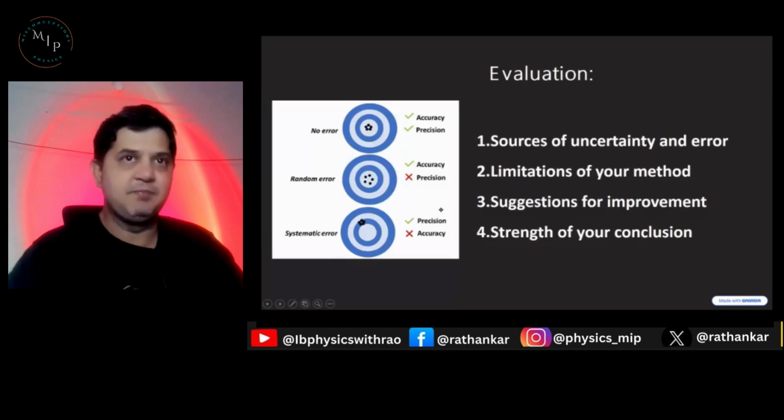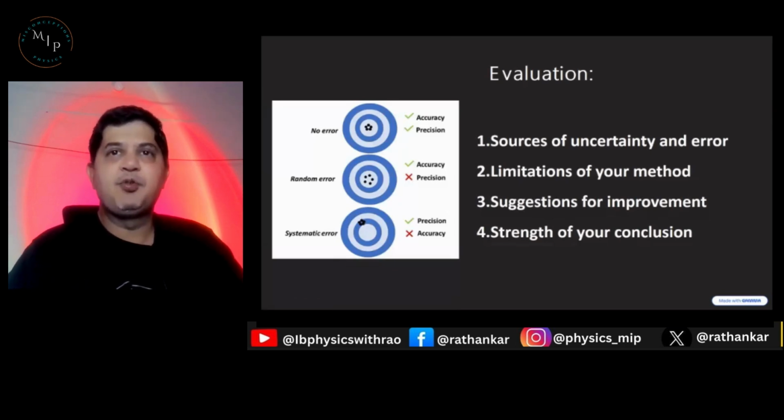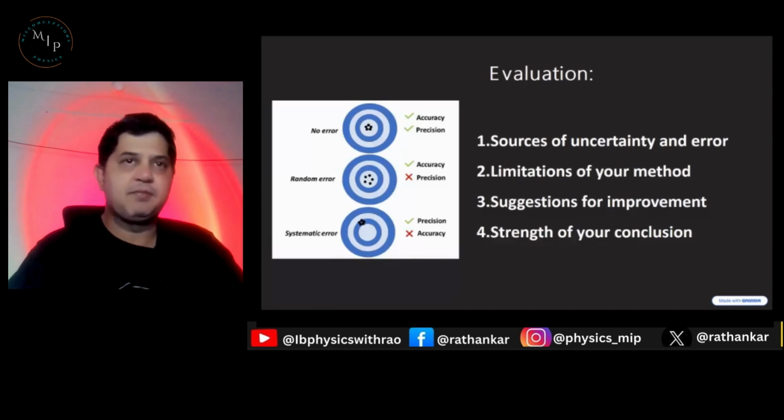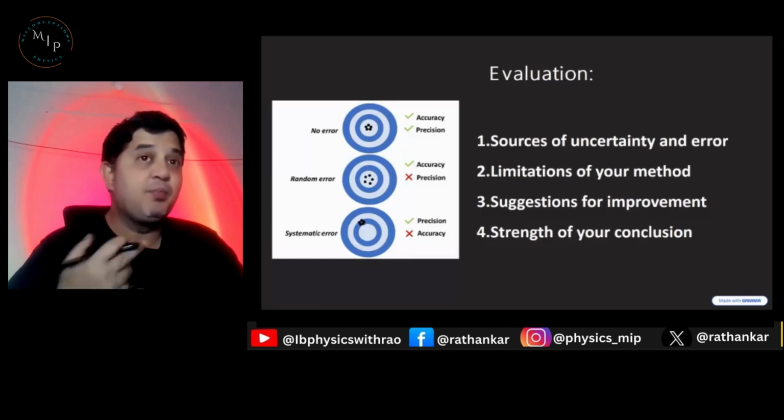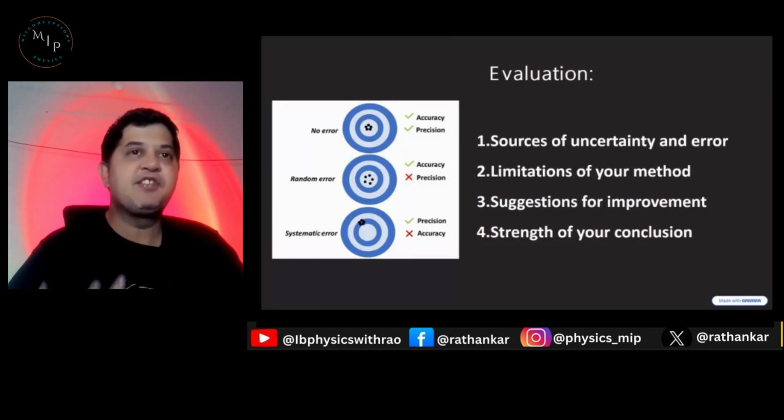Now finally, evaluation, Criterion C. You need to discuss the sources of uncertainty and error. Why do you get something as uncertainty? What is the error in this? You need to ponder on it. What are the limitations of your method?